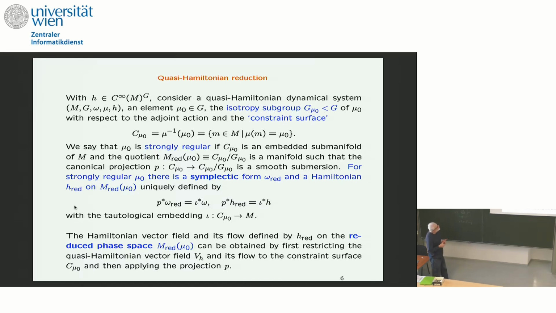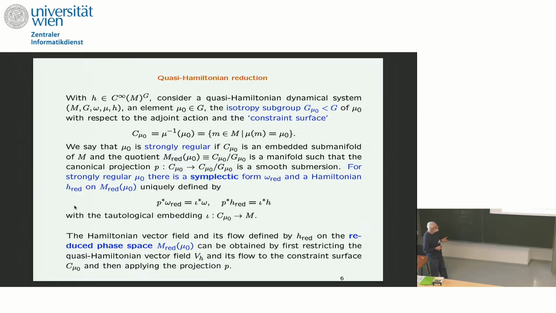So, quasi-Hamiltonian reduction. Suppose we take an invariant function and then we pick a moment map value mu_0, and its isotropy subgroup is G_mu_0. And this is the inverse image of the moment map, which I call the constraint surface. Let's suppose that this constraint surface is an embedded submanifold, and that the quotient space of the constraint surface by the isotropy group is a smooth manifold, in the usual way, because there are usual sufficient conditions to guarantee this. In that case, on the quotient space, with this projection a smooth submersion, there is a reduced symplectic form and a reduced Hamiltonian, which satisfy the usual relations of symplectic reduction.